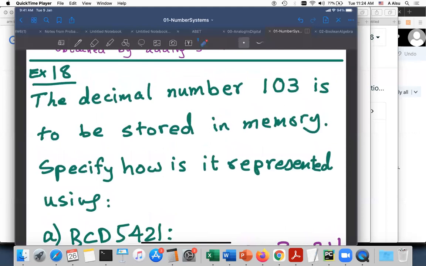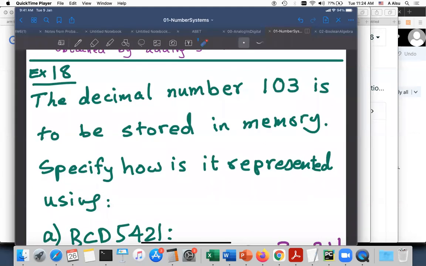Yeah, so remember, in BCD we code every digit by itself. Every digit is encoded by itself using 4 bits. That's an excellent note, thank you for that. So how many BCD bits do we have to use to represent this number 103? We have to use 3 times 4, which is 12 bits.